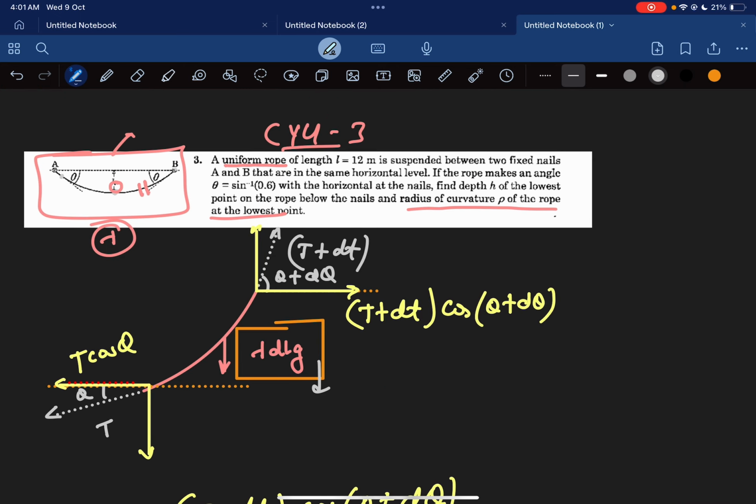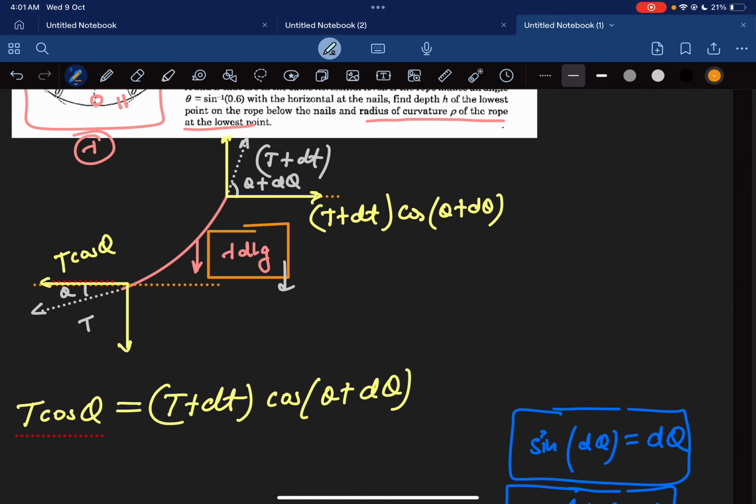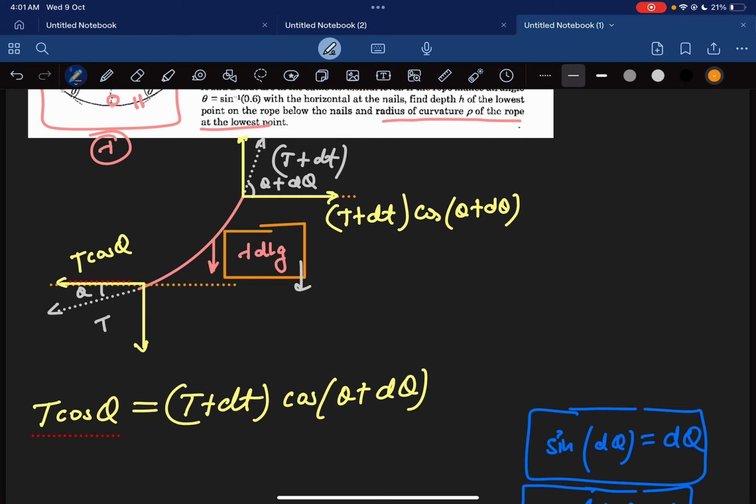So that's your catenary problem, and that's how you analyze a catenary problem or any problem with a mass bent in a particular shape called a catenary.